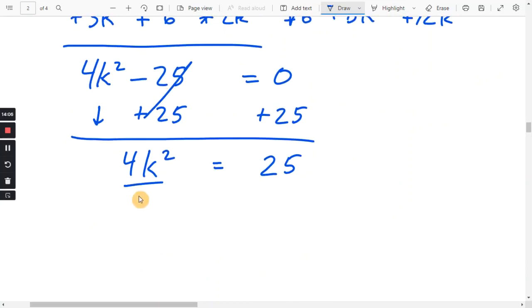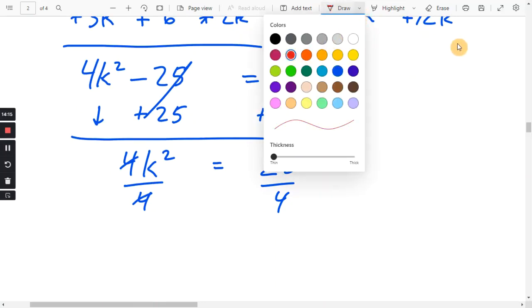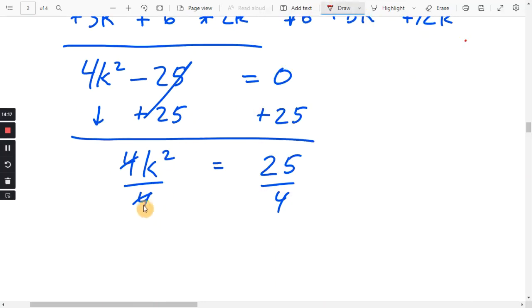Okay, dividing both sides by 4. The 4's cancel. K squared equals 25 over 4. What's the opposite of squaring something? Take the square root. So you want to take the square root of both sides. Okay, square root of k squared is just k. And remember, when you take the square root, you need to do plus minus.